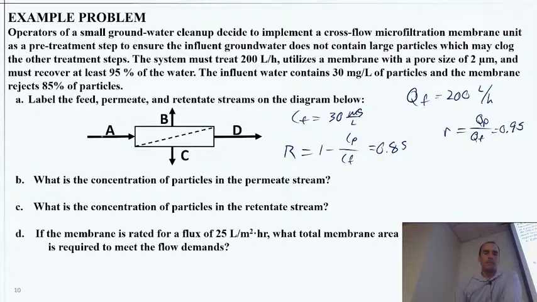Okay, anyway, first up, label the feed, permeate, and retentate. So A would be the feed. What makes it across would be the permeate. So D or C would be permeate. Doesn't really matter. I'll just do that, and we'll say this is permeate. And the stuff that does not make it across is the retentate.